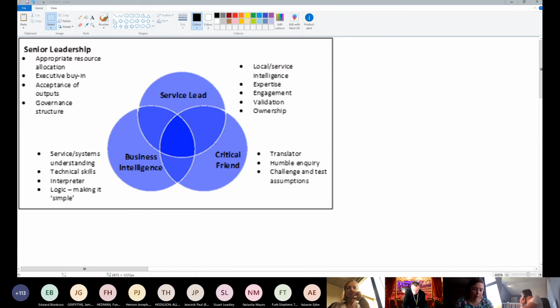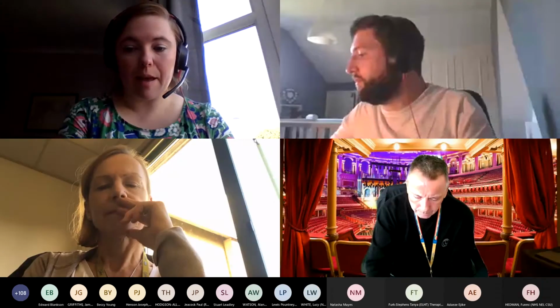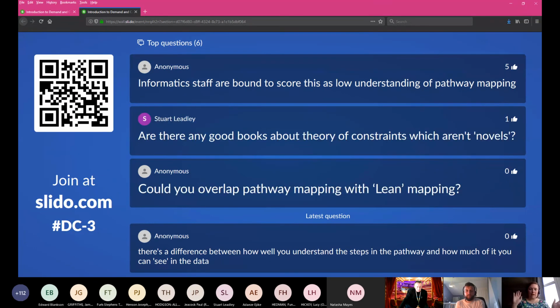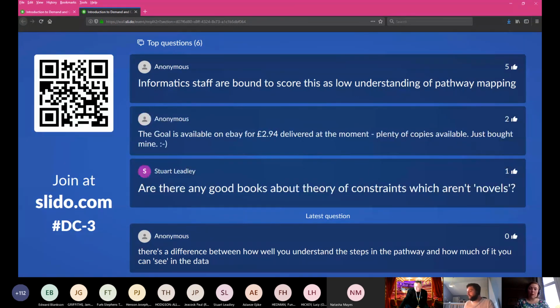Could you overlap pathway mapping with lean mapping? Absolutely. There's no reason why you wouldn't be able to do both of those and interweave them together, especially if it means that you can kill two birds with one stone. I think you need to be a bit careful in terms of engaging with people and making sure you're clear about what it's feeding into and how it's going to be used. Because if someone has heard lean and then it's been used for something else, it can end up with people getting a bit muddled. But as long as your messaging is clear, I absolutely don't see any reason why you wouldn't be able to weave them in together.